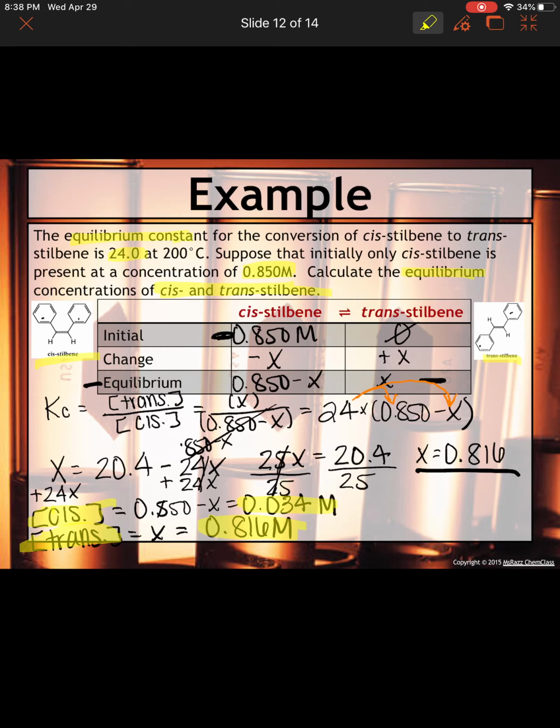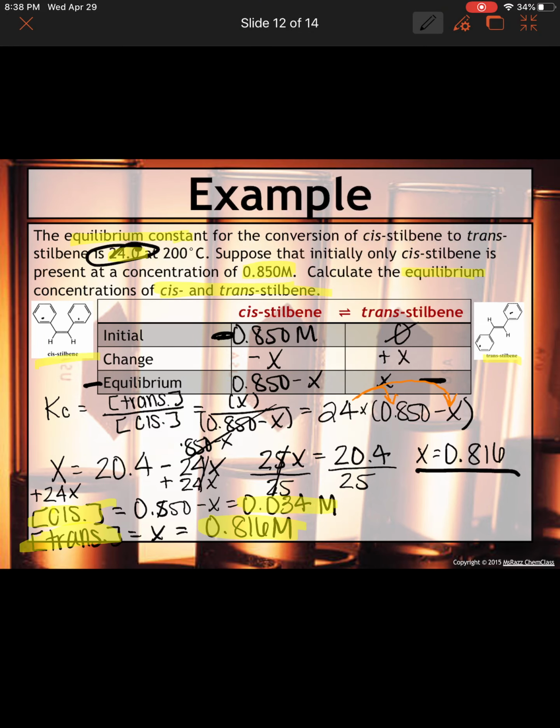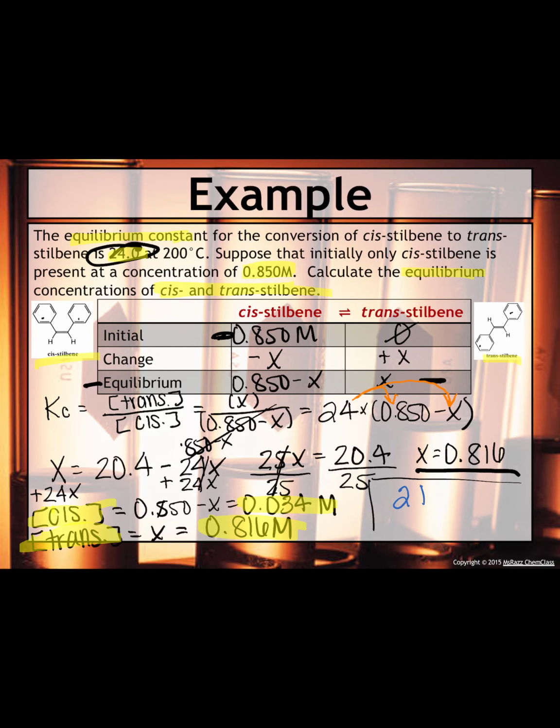Okay? And so then let's see. If I have a K value of 24, so I'll just do this here. I'll do it in a separate color so we don't get too confused. 24 is greater than 1, right? So that means the products are favored. And we do see that because we have a greater concentration of my product, which is trans, than my reactant, which is the cis configuration.